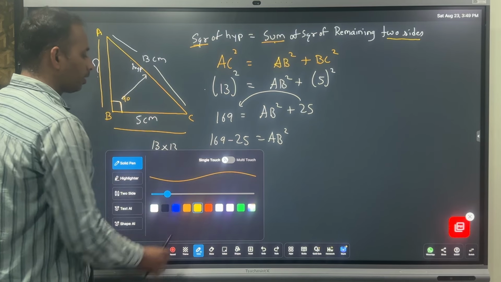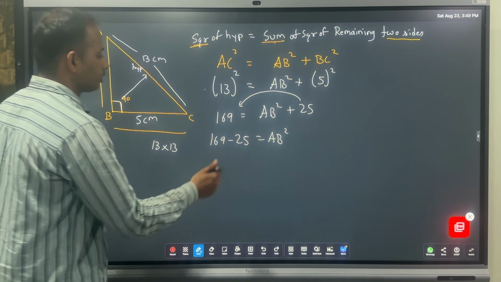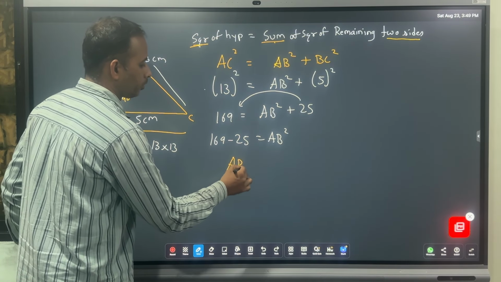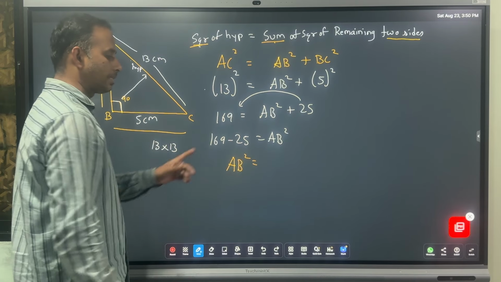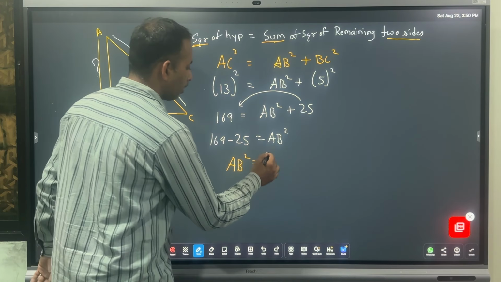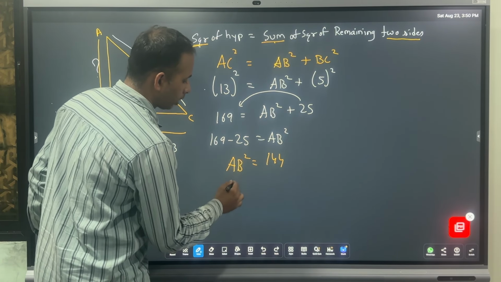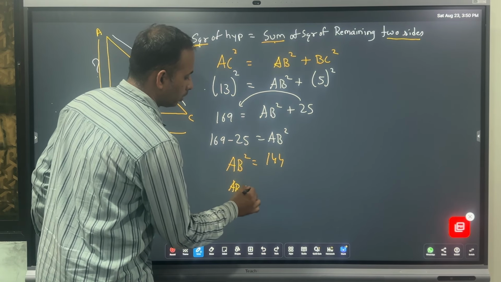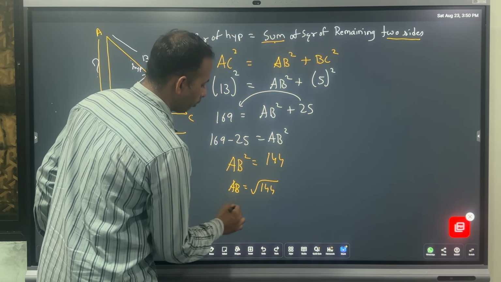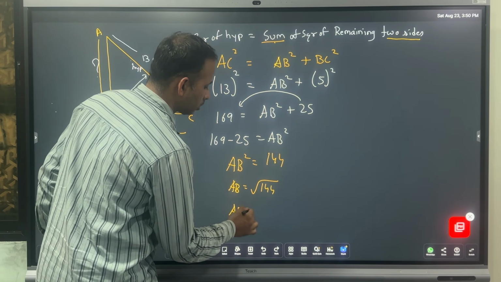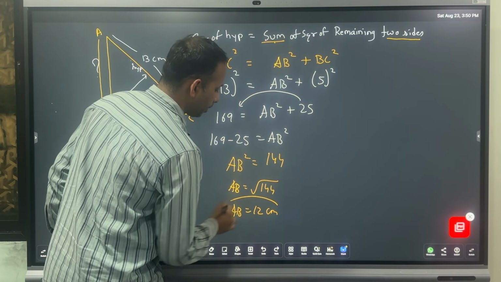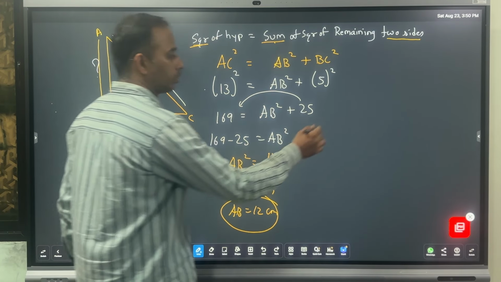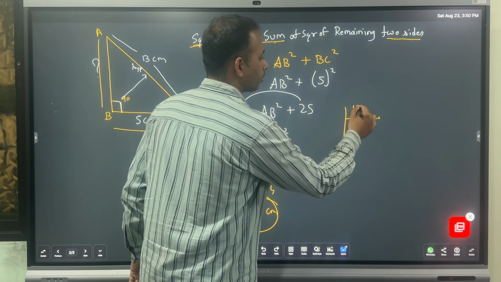If we find AB square, we will write AB square on the left. So AB square is equal to 169 minus 25, which will give me how much? 144. Transpose the square. That becomes how much? Root of 144. Root of 144 value we know, that is how much? 12 centimeter. Then I shall show you by calculation.